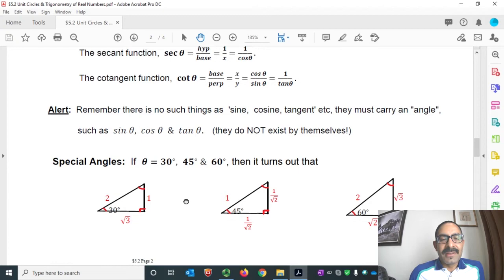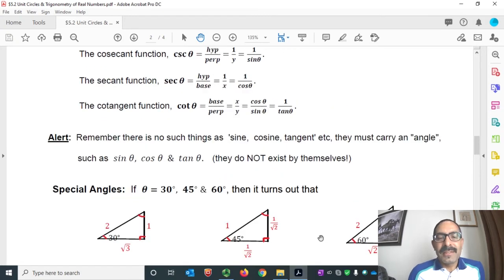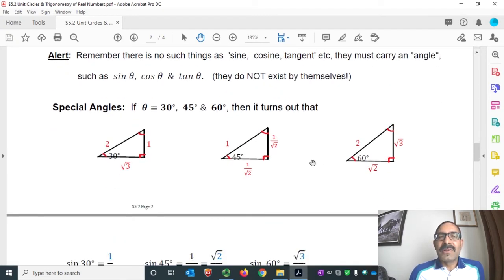Now special angles. Next, special angles. If theta turns out to be 30 degrees, 45 degrees and 60 degrees, then we have these side values here. So the perpendicular turns out to be 1. If this reference angle is 30 degrees, then the perpendicular is 1, the hypotenuse is 2 and the base is radical 3. And similarly for the case of 45 degrees and 60 degrees.